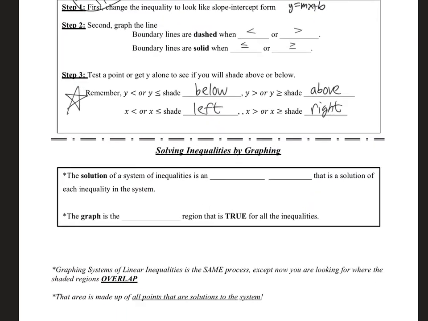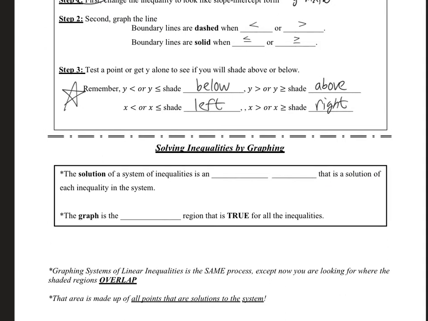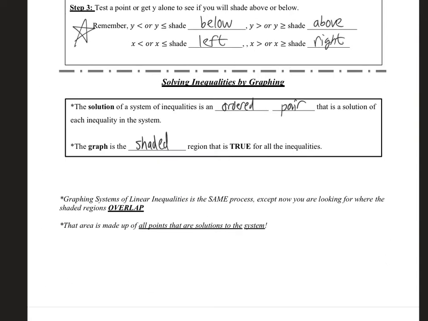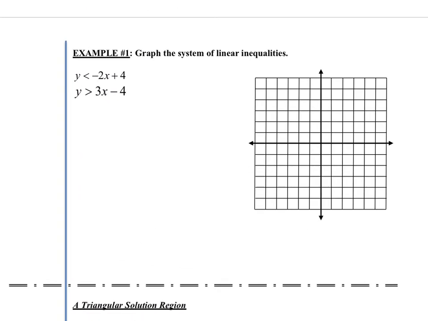All right, and the solution of a system of inequalities is going to be an ordered pair. An ordered pair that is the solution of each inequality in the system, and the graph is going to be the shaded region that is true for all the inequalities. Okay? And basically what it says down here is we're going to graph them the way we were before. We're going to see where they overlap. Okay? So let's get right into it.